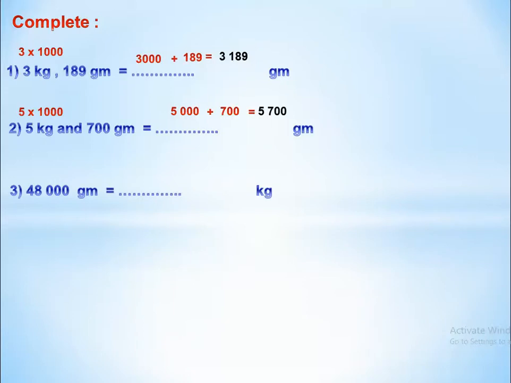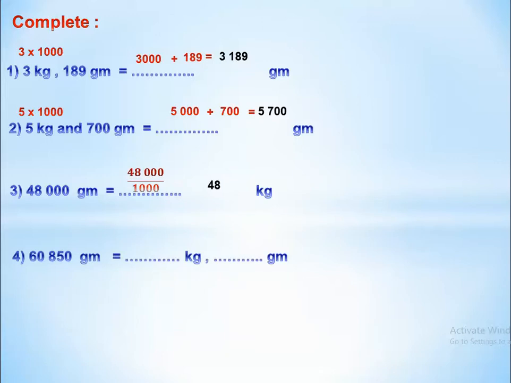48,000 gram equal how many kilogram? Okay, we know that to convert from gram to kilogram, we are going to divide by 1000 or to put it over 1000. So 48,000 over 1000 it will equal 48.